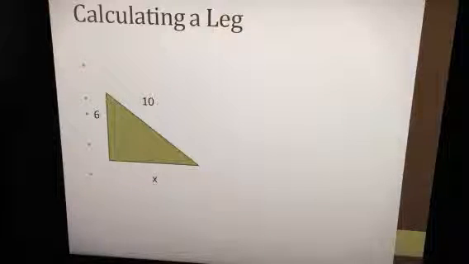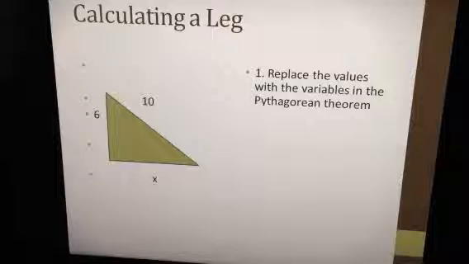Now in this case we'll be calculating a leg. First you need to replace the variables in the Pythagorean theorem with values. So in this case it will be 10 to the second power is equal to 6 to the second power plus x to the second power.